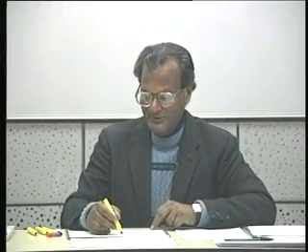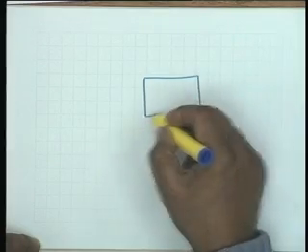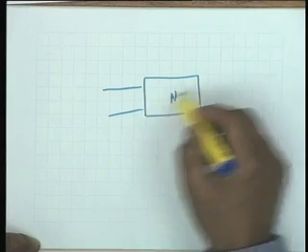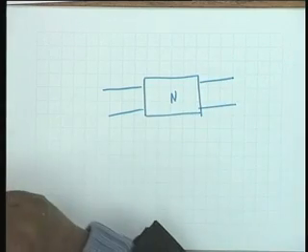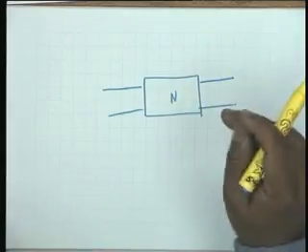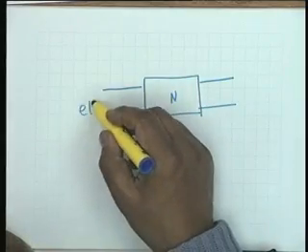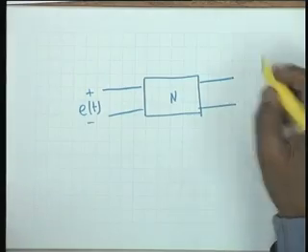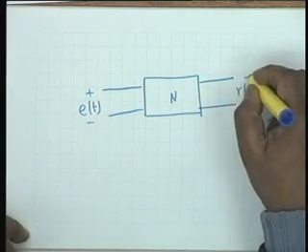I have told you that the synthesis problem, the network synthesis problem, is the reverse of the analysis problem. In the analysis problem, the excitation E of t and the network N are given. You have to find out the response R of t.